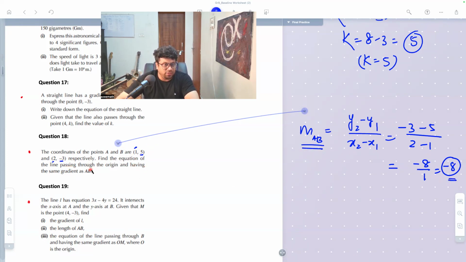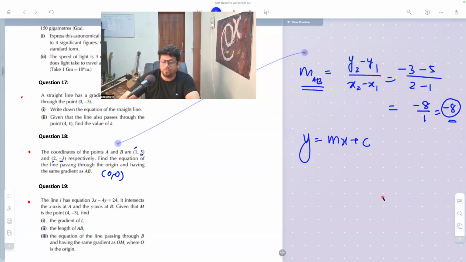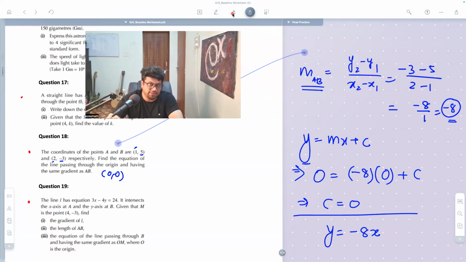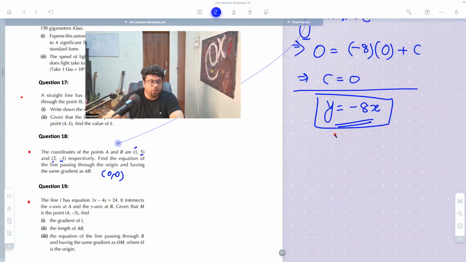And they're saying it passes through the origin. Origin, it's supposed to be (0, 0). y equals mx plus c, again, is the general form of an equation of a straight line. If it passes through the origin, y is 0, m is -8, x is 0 because it passes through the origin, and c also comes out to be 0. Well, in that case, y equals -8x plus 0 is the equation of the straight line, but plus 0 you don't need to put up. y equals -8x is your answer for the 18th one.